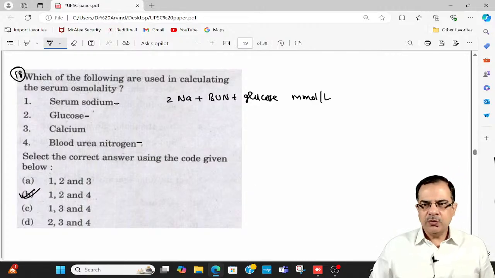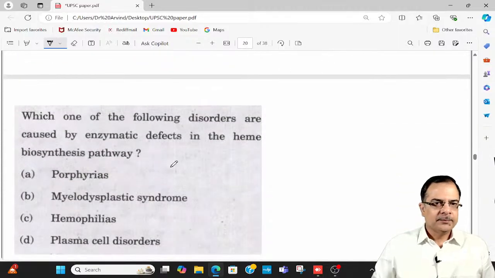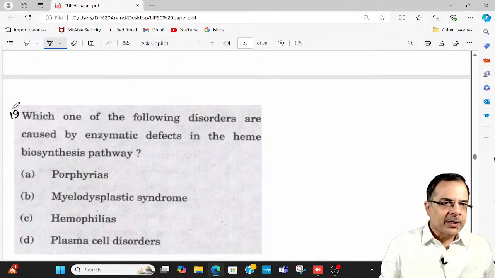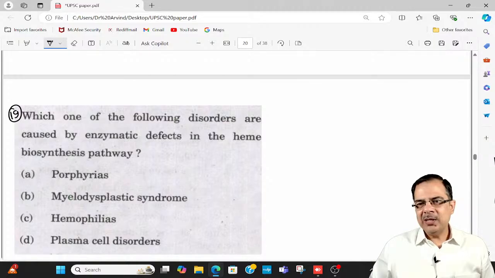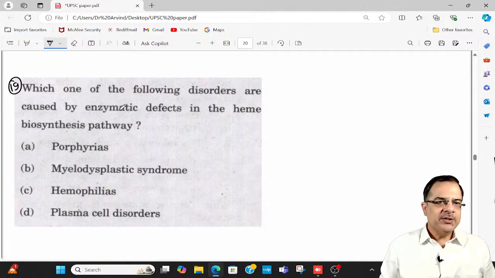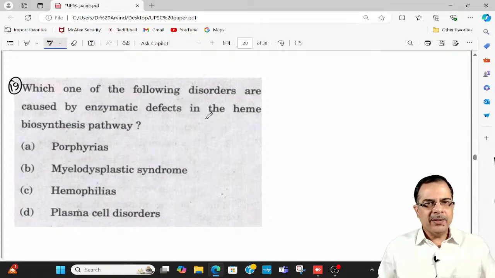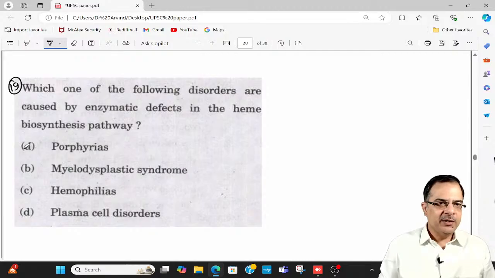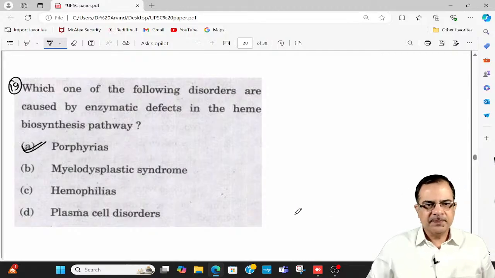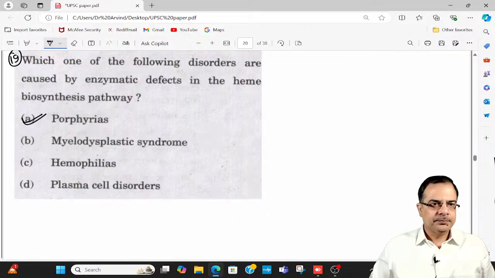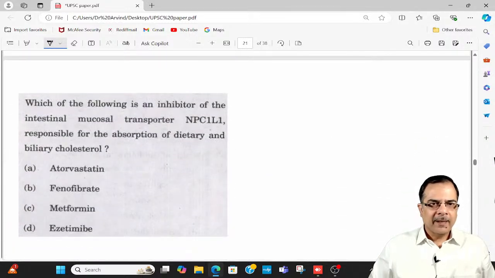Now coming to question number 19. Okay, so question number 19 is very easy compared to the other options. Which one of the following disorders is caused by an enzymatic defect in the heme biosynthesis pathway? So heme biosynthesis pathway defects will develop porphyrias. Question 20.